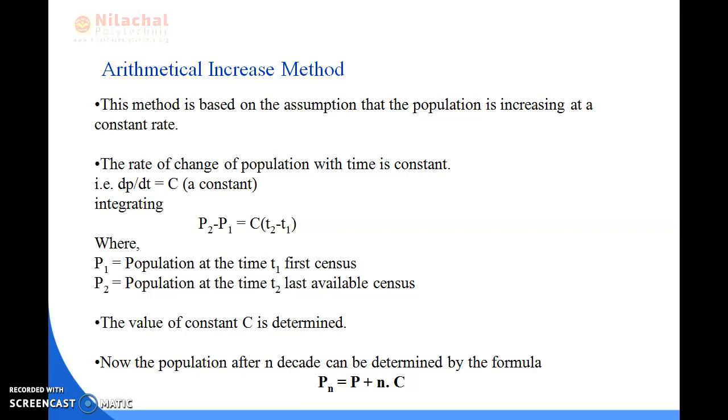Number of decades means, if we calculate from 1980 and we calculate for 1990, that is a gap of 10 years. So we can say that 10 years equals 1 decade, so n is the number of decades. And C is the constant that I have written here. I have also told you this method is mainly suitable for large and small cities.